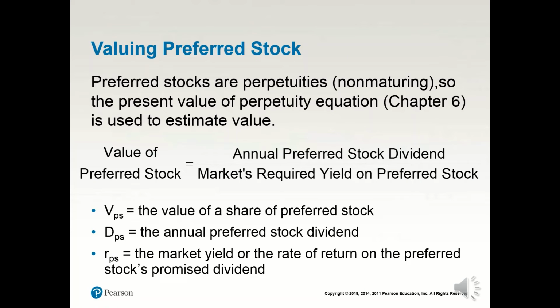So let's translate this information into a valuation of preferred stock exercise. Preferred stocks are perpetuities. They go on forever. They do not mature. So the present value can be calculated by doing the perpetuity equation. You'll remember that that's the dividend divided by the interest, or in this case, the market's required yield on preferred stock. So the investors desire a certain yield, and that's the yield we want to use as our discount rate.